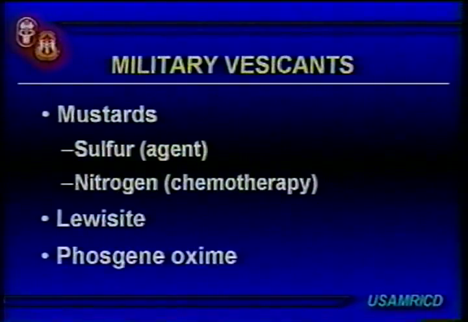Phosgene-oxime is made from phosgene. We don't have another one with phosgene in the name just to confuse you. I figured they did that when I took this course. But it's made from phosgene, hence the name phosgene-oxime. And I'll spend just a little bit of time at the end telling you about that because it is important for one or two very specific reasons.